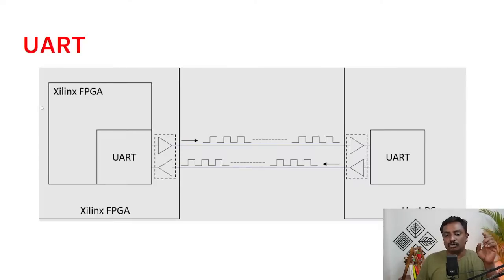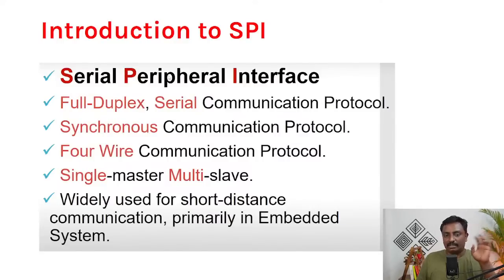Mostly, the transmitter has to be connected to a receiver and the receiver to a transmitter. That's cross communication. So the transmitter part is connected to the receiver part, and the receiver part is connected to the transmitter, and it's full duplex communication. Okay, coming to SPI, serial peripheral interface, it is also a full duplex communication. You can both transmit and receive data. It needs 4 wires.